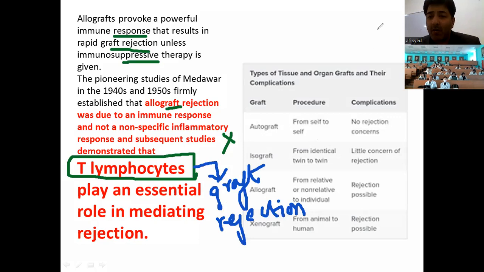It's not an inflammatory response. Please remember it forever. When you are doing transplantation, and if there's any graft rejection occurring in the patient, it is not an inflammatory response. It is an immunological response to that graft. And which cells are mainly responsible? Your T lymphocytes are mainly responsible.